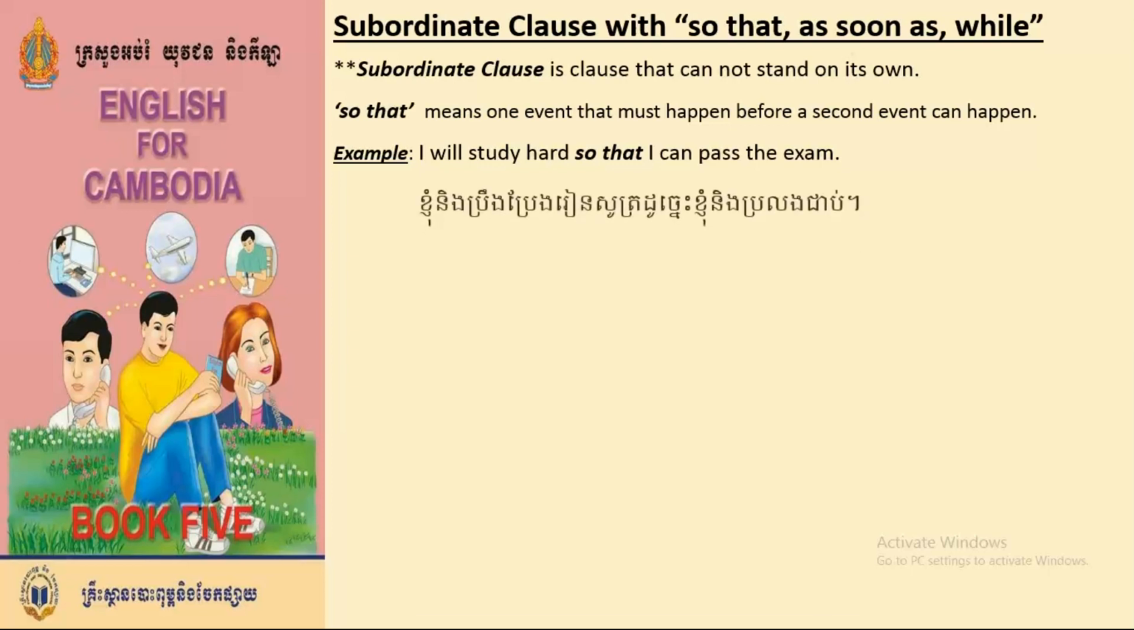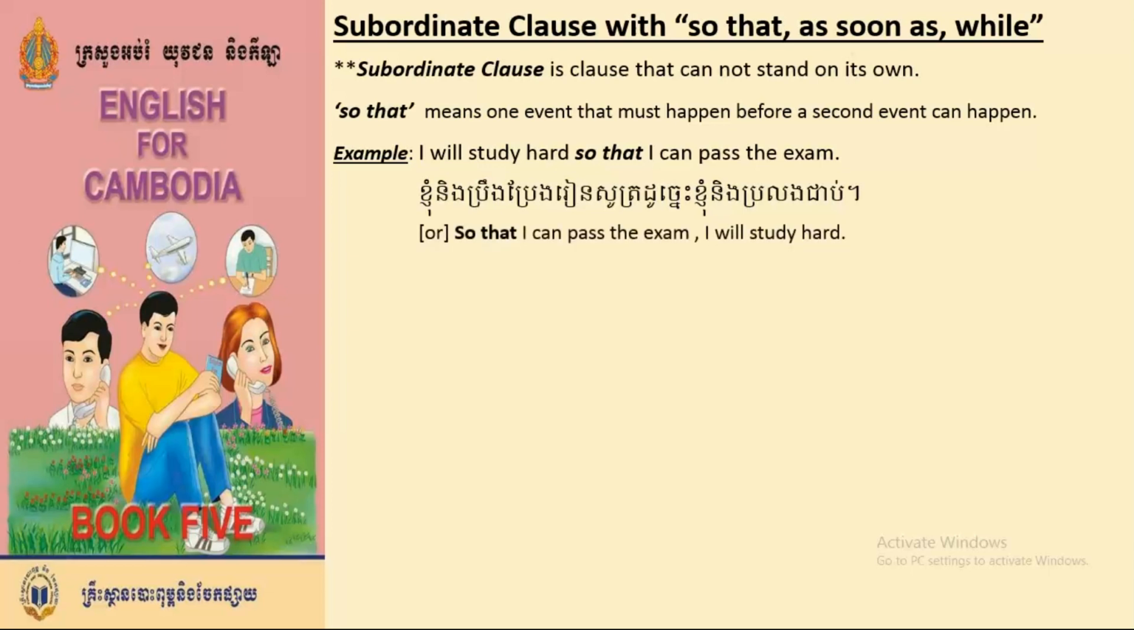So we translate it as: I will work hard so that I can pass the exam. You can use another way here. You can use so that at the front, but don't forget the comma. Like, so that I can pass the exam, I will study hard. So that I can pass the exam is what we call a subordinate clause. If we only say so that I can pass the exam, it means that you don't understand the sentence. I will study hard so that I can pass the exam.